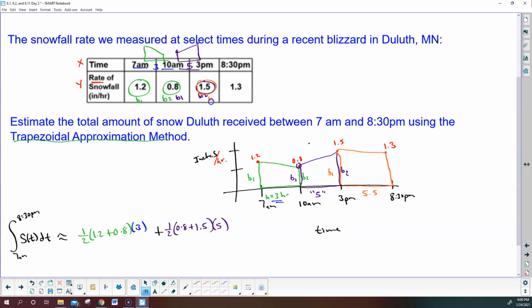And then base 1 now was the purple base 2. So that's where you have to be careful. Sometimes on these trapezoids, you use some of these twice. So there's base 1, and here's base 2. So what is it? It's 1/2 base 1, which is 1.5, plus 1.3 times the height, or the width between 3 o'clock and 8:30, which is 5.5. And then we're going to find the area of each one and add it up.